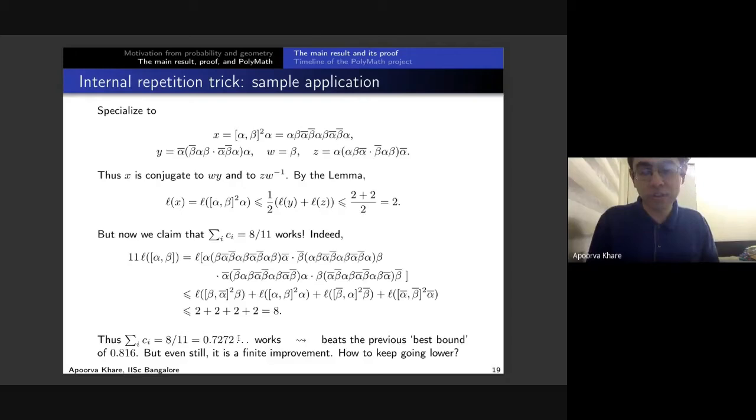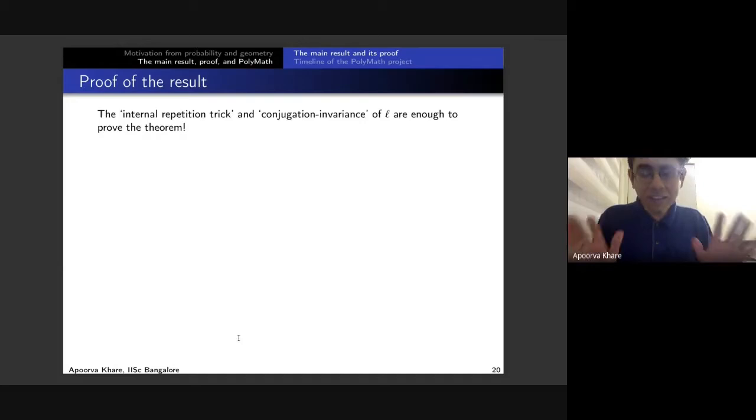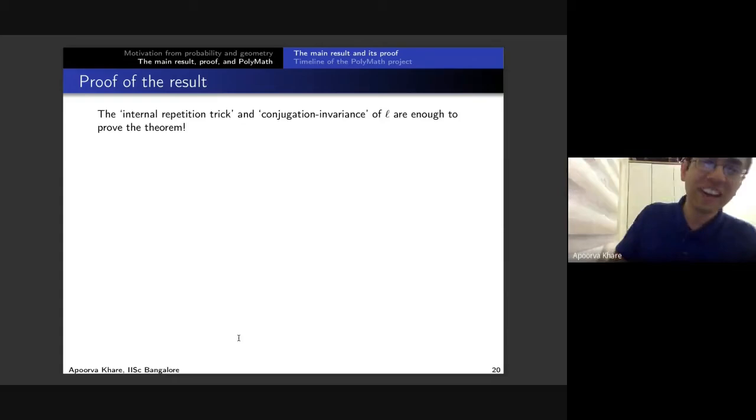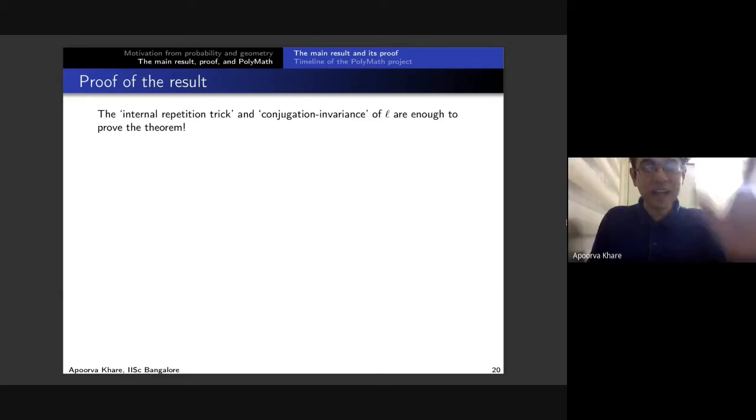Do I need one more trick? Do I need another trick? Luckily, I don't. So already we are at the 50-minute mark, so I better not have more tricks in store. But it turns out that this internal repetition trick and the conjugation invariance and homogeneity, of course, are enough to prove the theorem. The last part is slightly more tricky, but you can write it down entirely using binomial combinatorics.